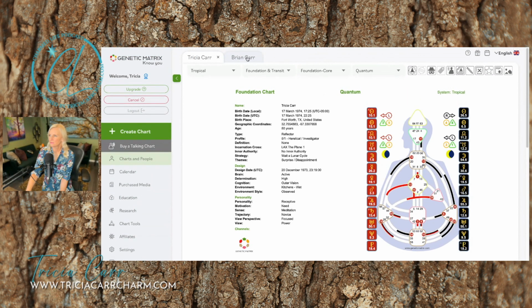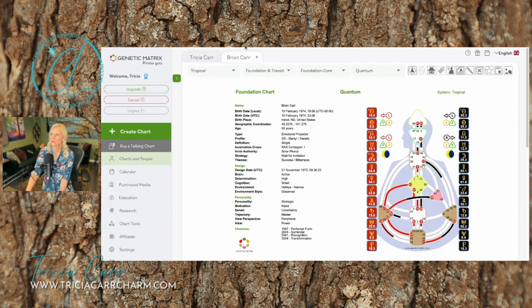Does my husband have 5? No, he doesn't. Okay, that's right, because he has a 15, and he is a projector. All right, there you go.